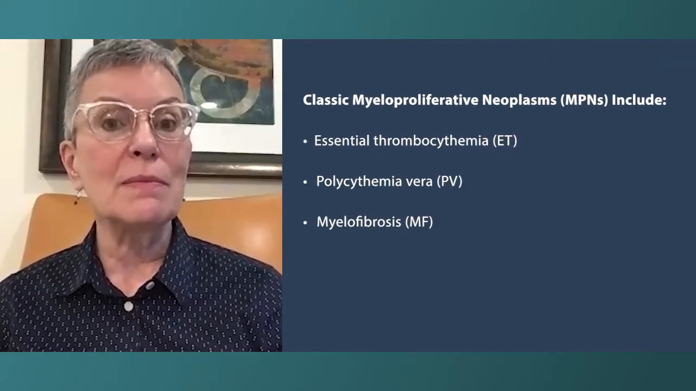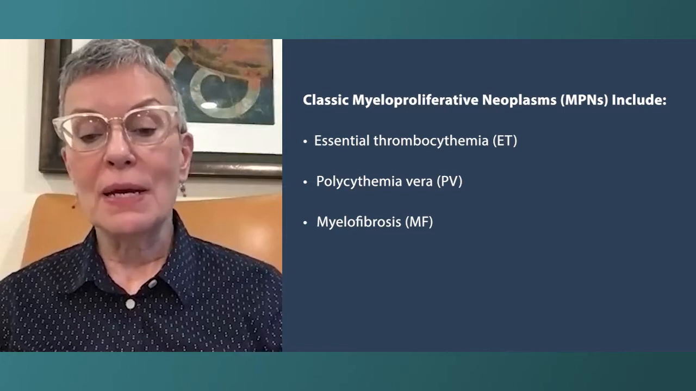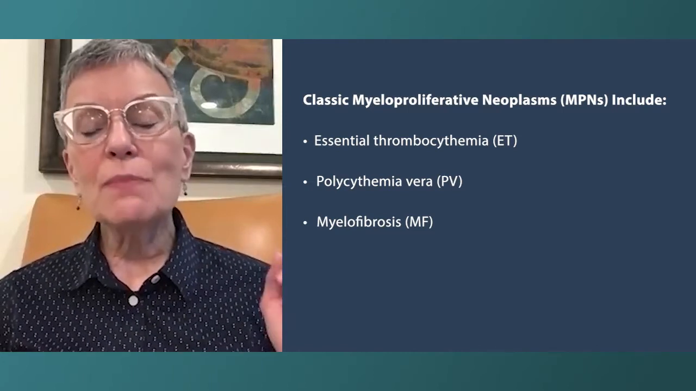As we move through today's program, which is going to cover the three classic MPNs: polycythemia vera, essential thrombocythemia, and myelofibrosis. So for someone who has one of these conditions, can you help us understand how one may progress to the next? So these are a very heterogeneous and variable group of diseases that are under an umbrella called a myeloproliferative neoplasm. So MPNs can really present and behave and have very different clinical courses.